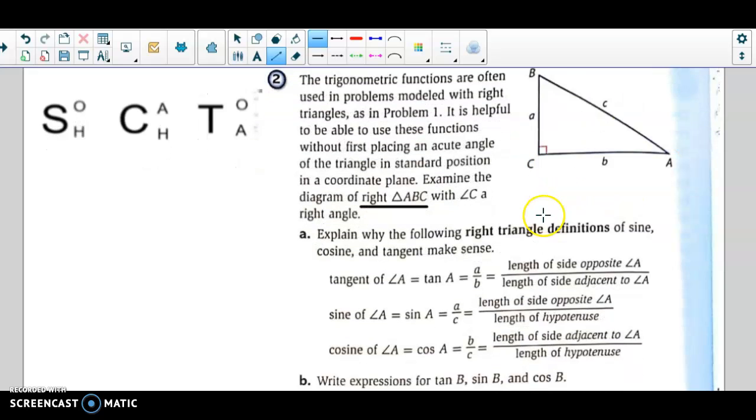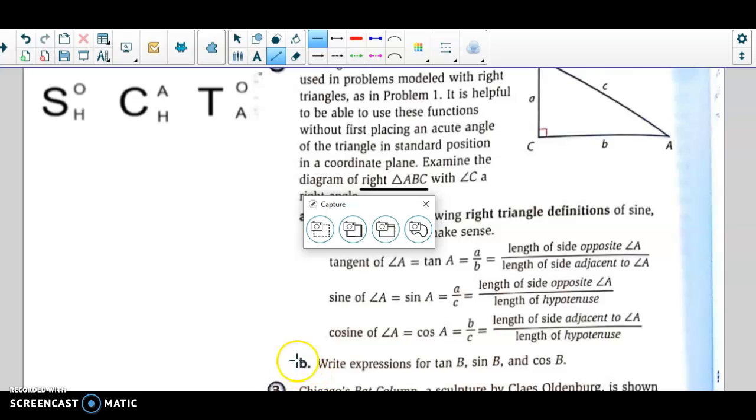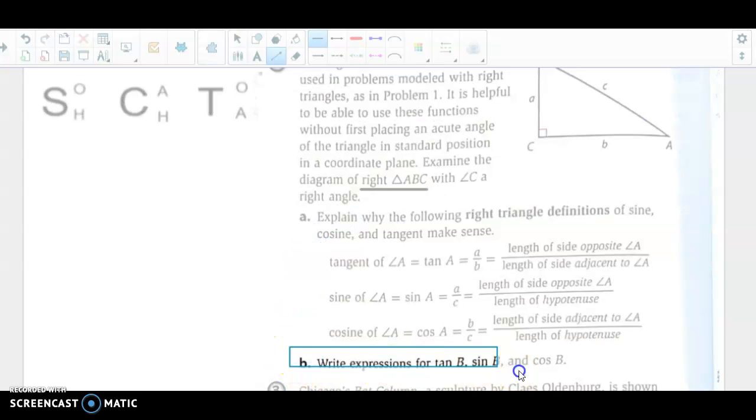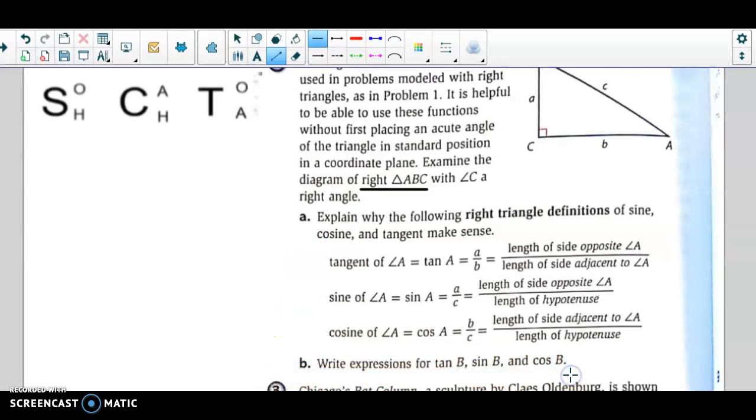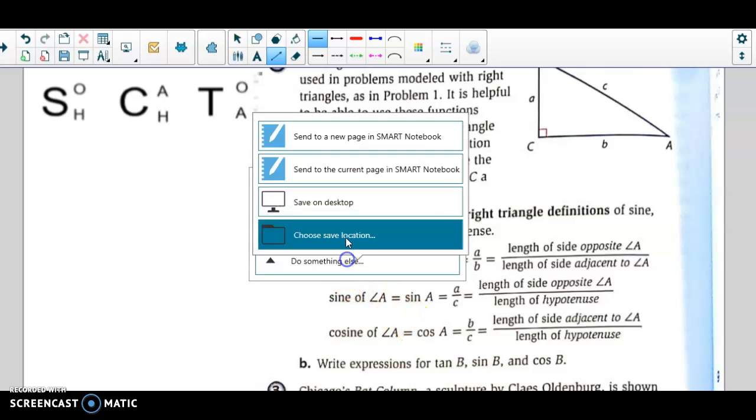And we want to write the expressions for these three things. We're going to look at this problem right here. Write the expressions for tangent of B, cosine of B, and sine of B.